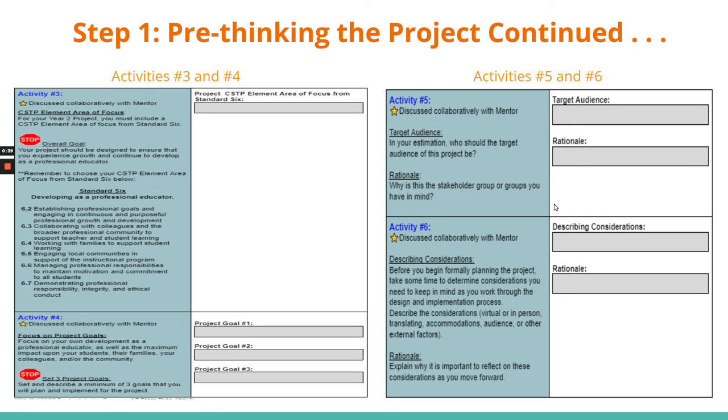And finally, in your pre-thinking for your project, describe considerations that you need to keep in mind as you're designing and implementing your project. These are potential challenges you may have, things in particular that you need to pay attention to. And then explain what your rationale is for reflecting on these considerations before you move forward.